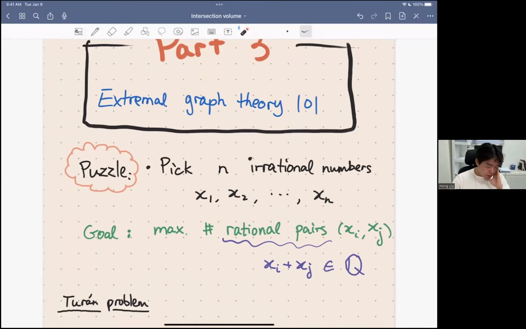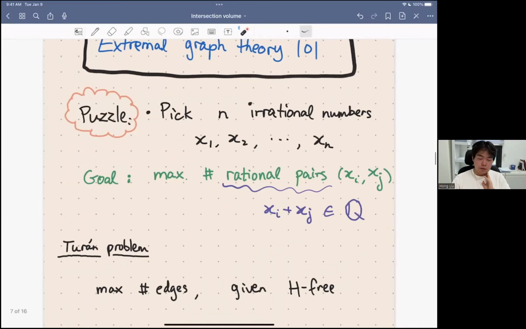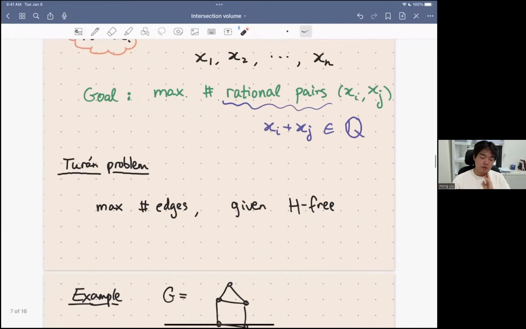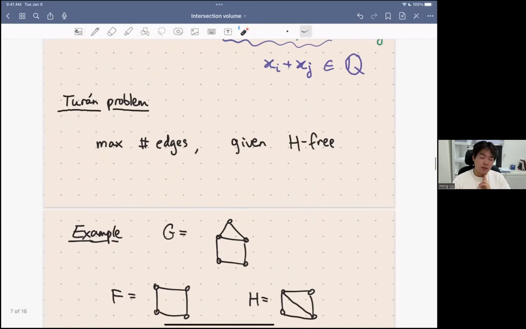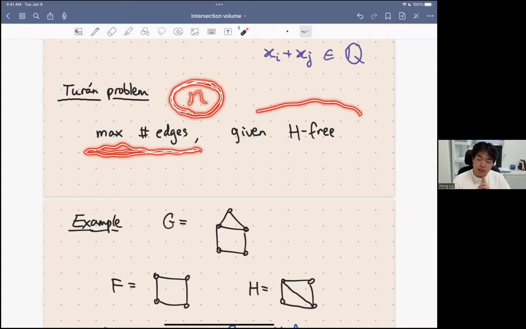So one of the original classical topics in extremal graph theory is this so-called Turán problem. In a nutshell, I can just explain it. I'm not going to write down the precise definition. Basically, in the Turán problem, what we care about is we're going to fix our ground graph G on n vertices. You think of n as a huge number, and we want to maximize the number of edges among all n-vertex graphs with the property that it does not contain a fixed graph H as a subgraph.